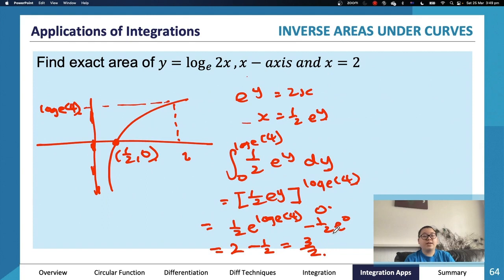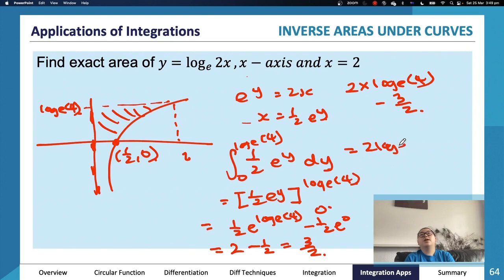Then we have to consider what's actually going on in terms of this part of the equation, right? Because we've found this section of the equation, but we wanted to find here. So what we can do instead is form a square. The square has dimensions of 2 times log e 4, and we just have to minus the area that we found instead. So we'll end up with just 2 log e 4 minus 3 on 2. And that's how it rolls.